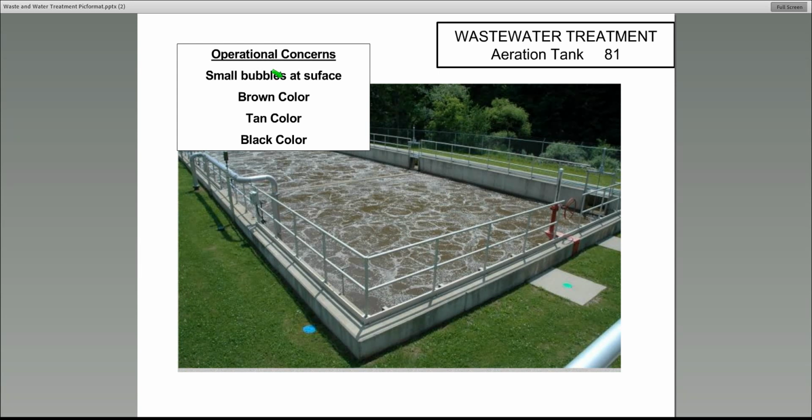What you want in this type of tank is small bubbles on the surface. This shows small bubbles on the surface. If you see a big bubbling arc, like a geyser coming up in one place, that means your aerator has broken and that would have to be fixed. But you want these small bubbles. You want it to be a chocolate brown color.